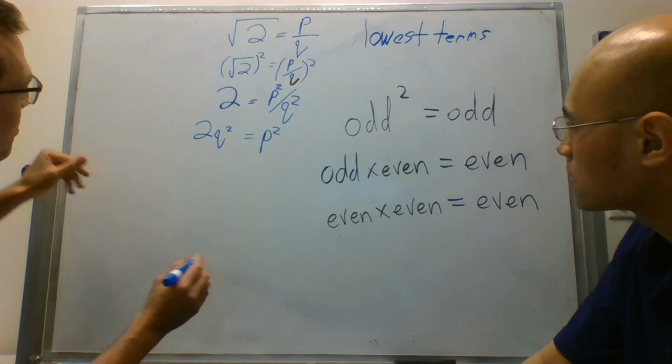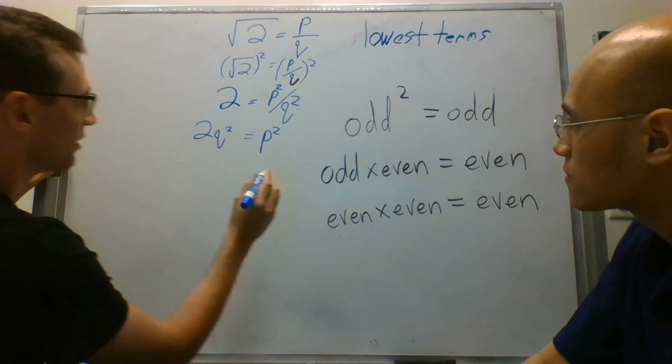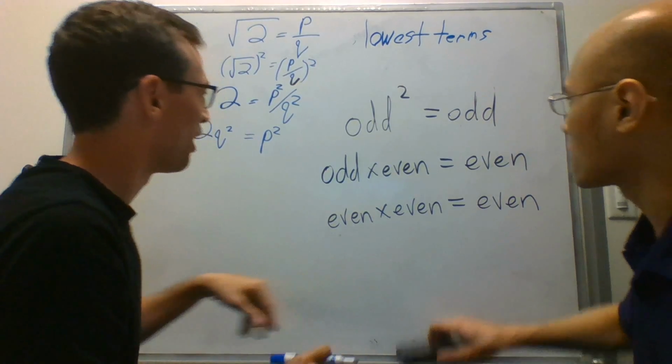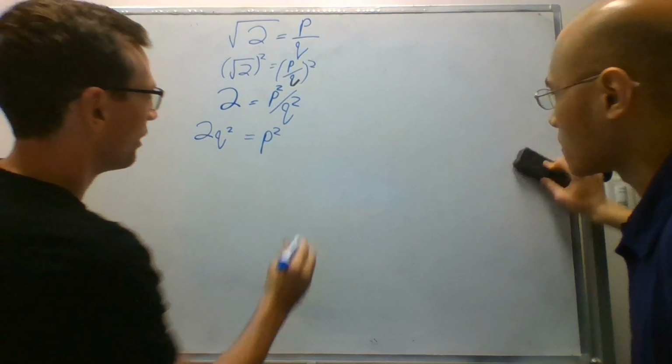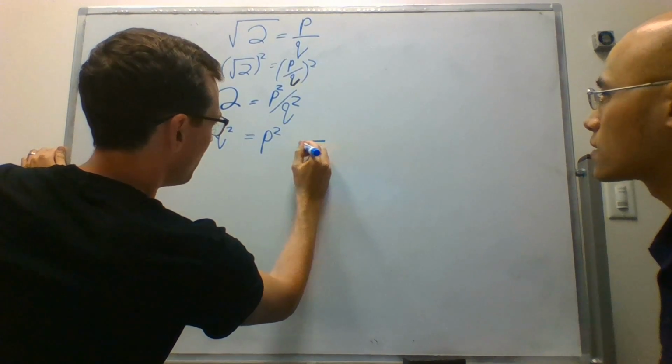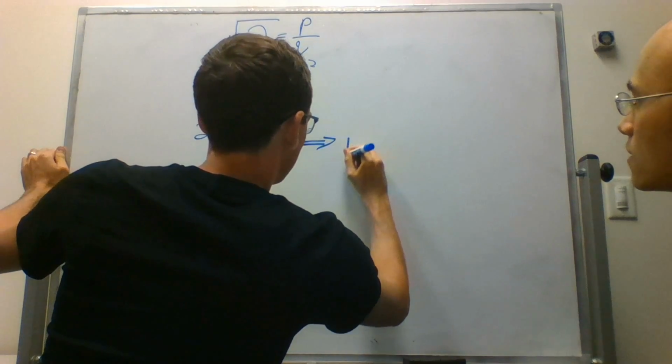I'll maybe write over here that P is even. Actually, can I erase the top part, just so we're keeping track of what's going on? So we'll use the therefore. Let's go.